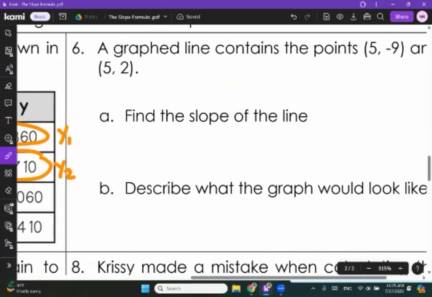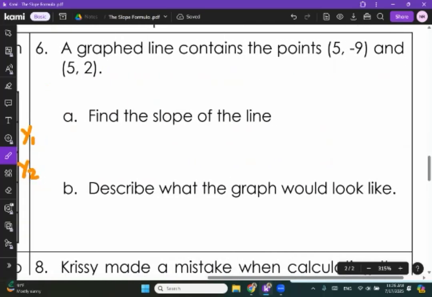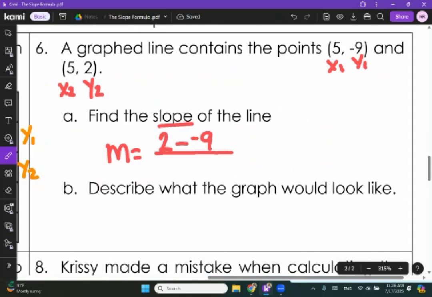Number 6, a graphed line contains these 2 points. Find the slope of the line. Okay. x1, y1, x2, y2. All right, so we're going to do 2 minus 1, 2 minus 1, right? So that's going to be 2 minus what? Negative 9. Be careful with those negative numbers. And then 5 minus 5.